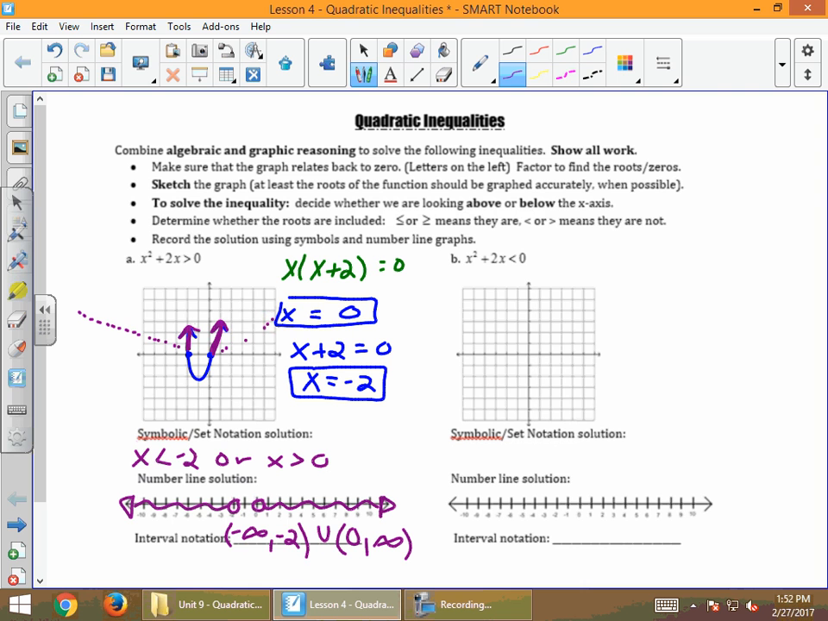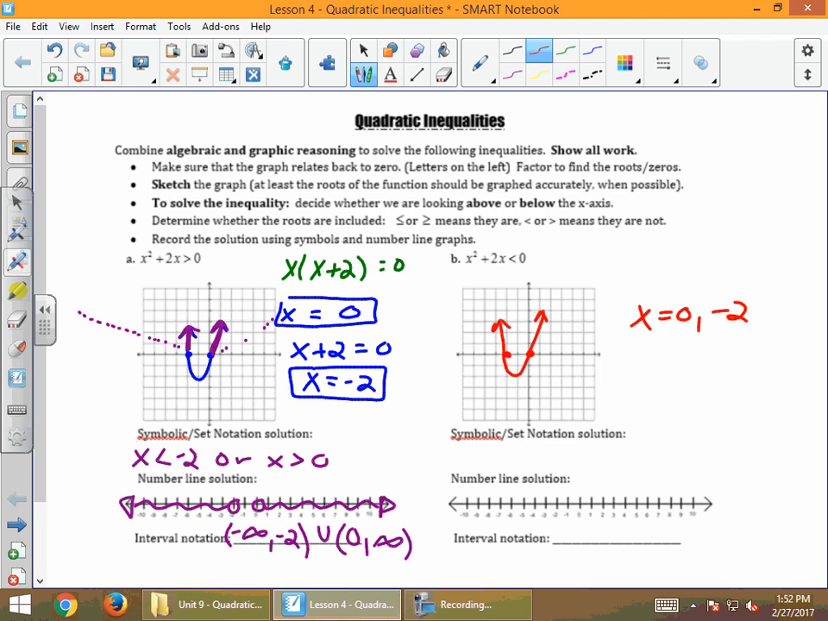So we look at B, it's the same exact graph. So all we're doing, we're graphing the same thing. We're graphing with the roots 0 and -2. That's not going to change. So then replot it. Connect.